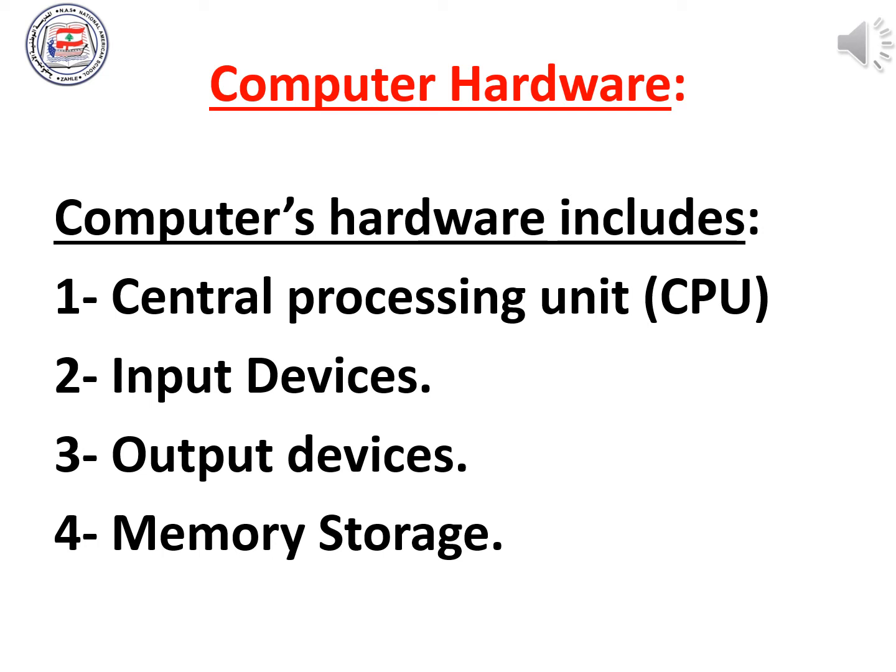What are the parts of the computer's hardware? Computer's hardware includes the central processing unit, CPU, input devices, output devices, and memory storage. Now we are going to talk about each in detail.